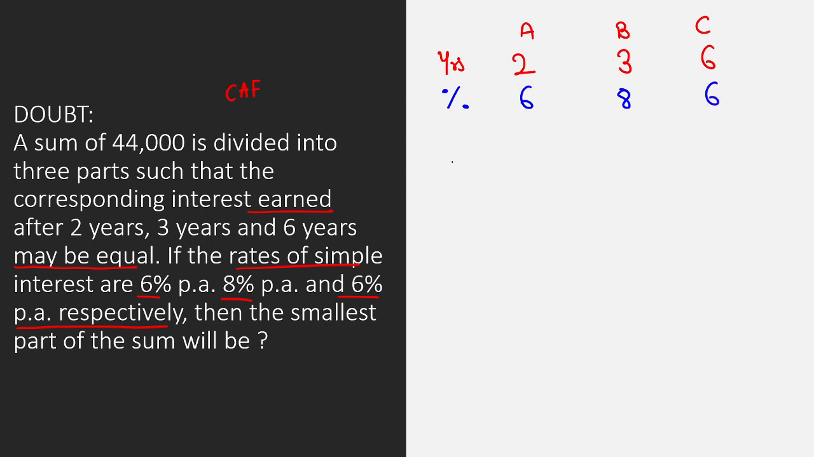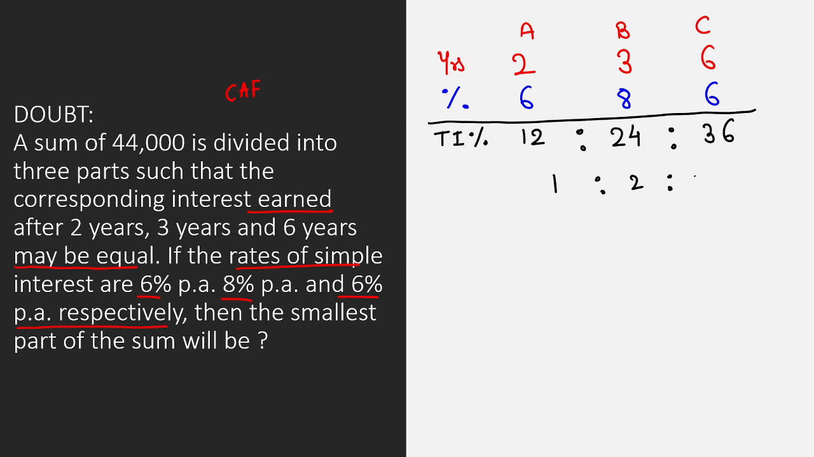Then from this, you try to calculate the total interest that they are going to get out of it in percentage. So 6% for 2 years means 12%. 8 for 3 is 24%, and this is nothing but 36%. So this is the interest that they are going to get. Find out the ratio of it. So the ratio is 1 is to 2 is to 3. I call this the effective rate ratio.